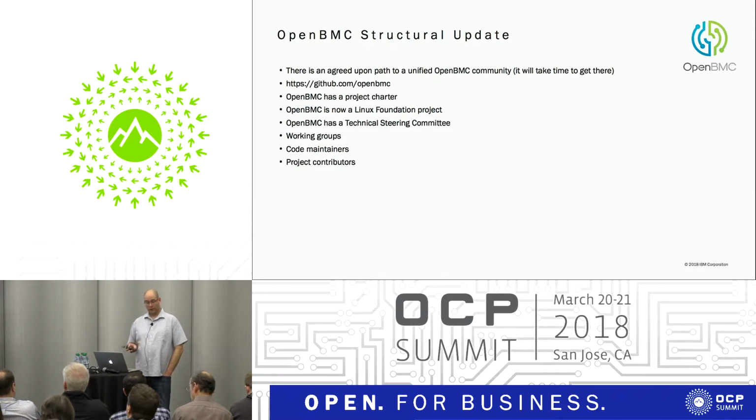The canonical source code, you can see a URL there, should look familiar. And I just have a list of things here that I'll go over more, but these are all typical things you'd expect to find in an open source project. We have a charter. OpenBMC is a Linux Foundation project starting Monday, this Monday. We have a technical steering committee. We have work groups, maintainers, contributors.